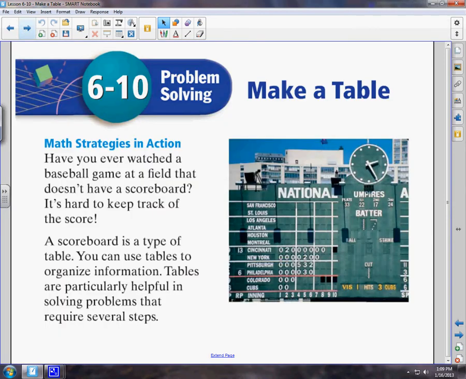If you see this, it's kind of interesting. It says math strategies in action. Have you ever watched a baseball game at a field that doesn't have a scoreboard? It's really hard to keep track of the score. A scoreboard is a type of table. You can use tables to organize information. Tables are particularly helpful in solving problems that require several steps.